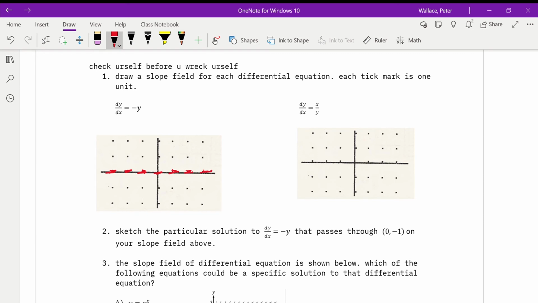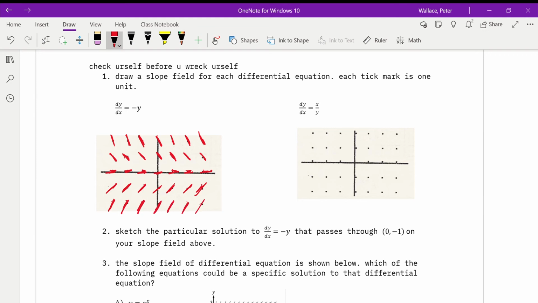And then as y is positive, our slope will be negative. So all of these will be reasonably negative because we've got a positive y value. And then as it gets more positive, it'll get steeper. So steeper and steeper up here. And then sort of the reverse down here. We'll have a positive slope when our y's are negative. And then it'll get even steeper when our y's are more negative.